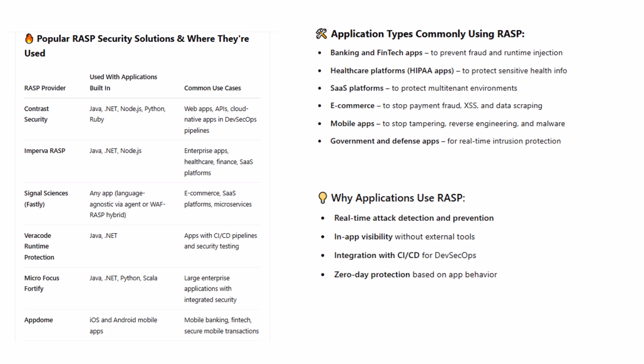Microsoft uses that with the Defender suite, e-commerce applications, mobile apps, government and defense apps. Now, why are applications using RASPs? Well, they provide real-time attack detection and prevention, in-app visibility without external tools, integration with CI/CD for DevOps, and zero-day protection based on app behavior. These are some of the use cases.